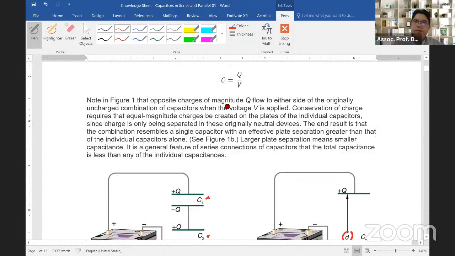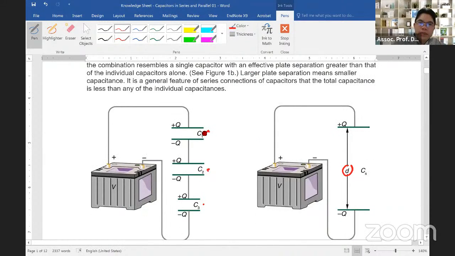Here, if you see, the voltage we apply to the circuit, across each capacitor C1 you may get V1, V2, and V3. So it means that the voltage is split into V1, V2, and VT.